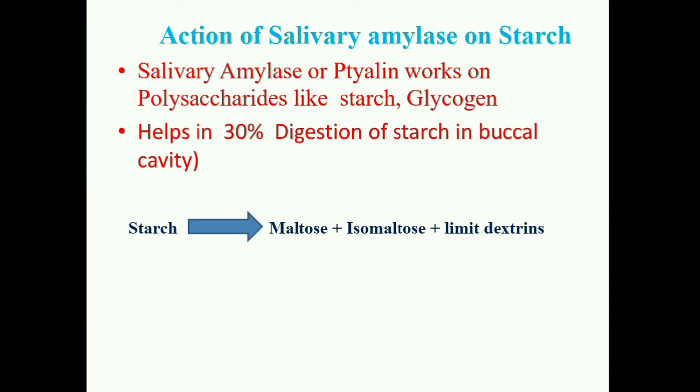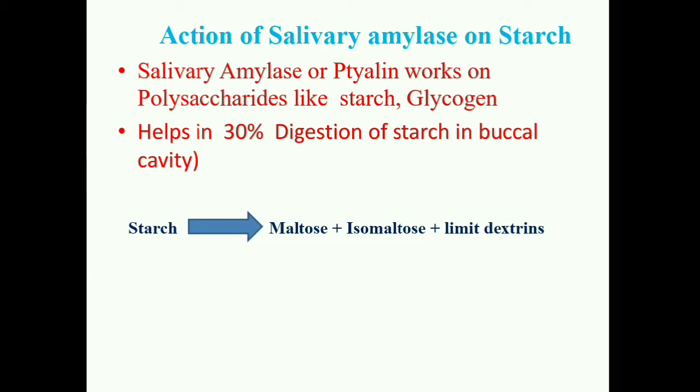If I say by the action of salivary amylase, you can see the equation: starch is broken down to maltose, isomaltose and limit dextrins. These all are disaccharides. It means maltose, isomaltose and limit dextrins all are made up of two sugar molecules which are joined by glycosidic linkage. But only 30 to 40% digestion occurs in the buccal cavity. Reason being, food stays here for a shorter duration. So by the action of amylase in saliva, digestion of carbohydrates, that is starch and glycogen, begins in our buccal cavity.